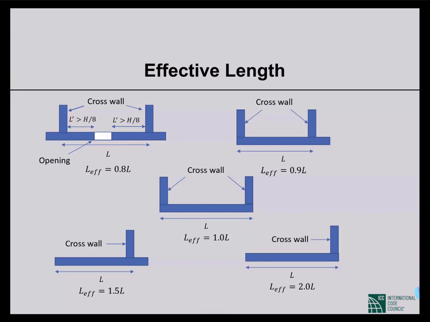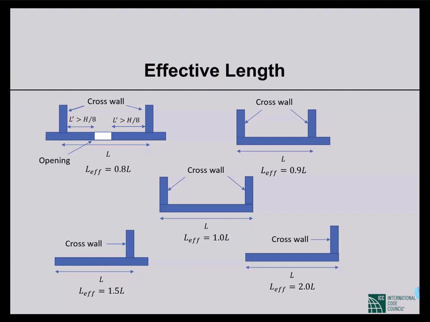You remember, the longer the length, actually, that will increase the slenderness ratio. So that's more conservative. So in the second case, on top right, we can have a cross wall on one end and continuous on the other side. In that case, the effective length will be 90% of the spacing between the cross walls.